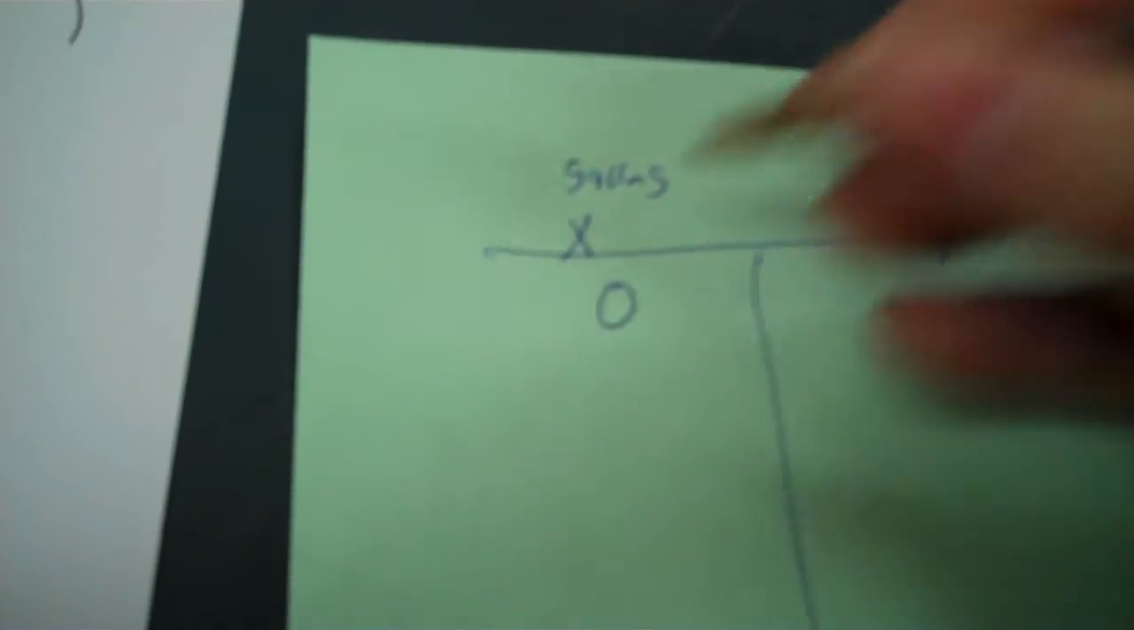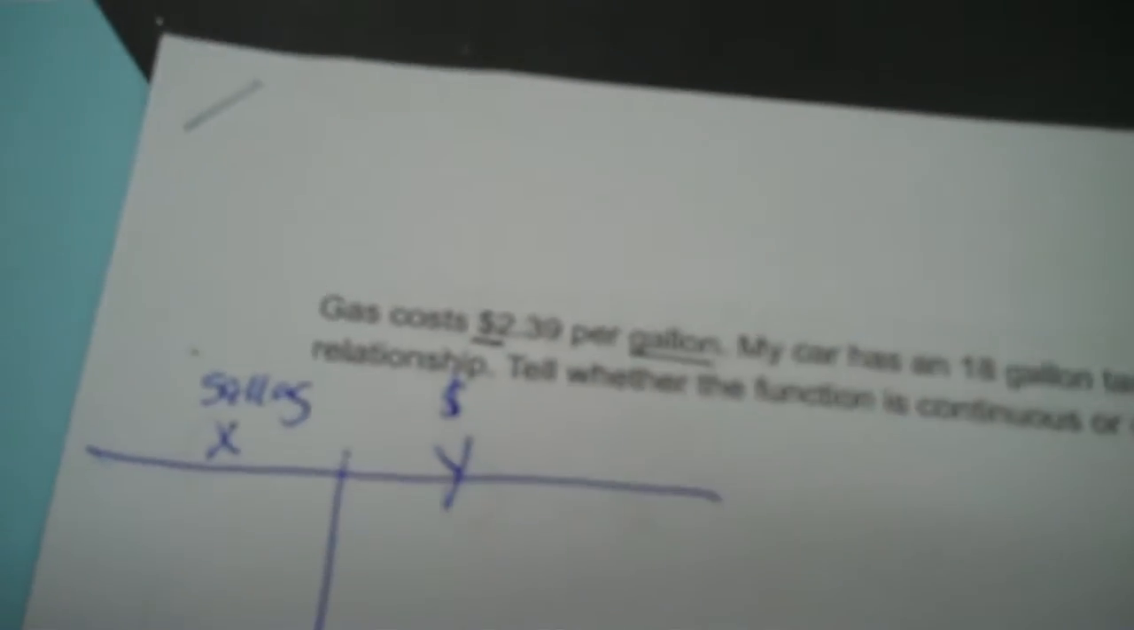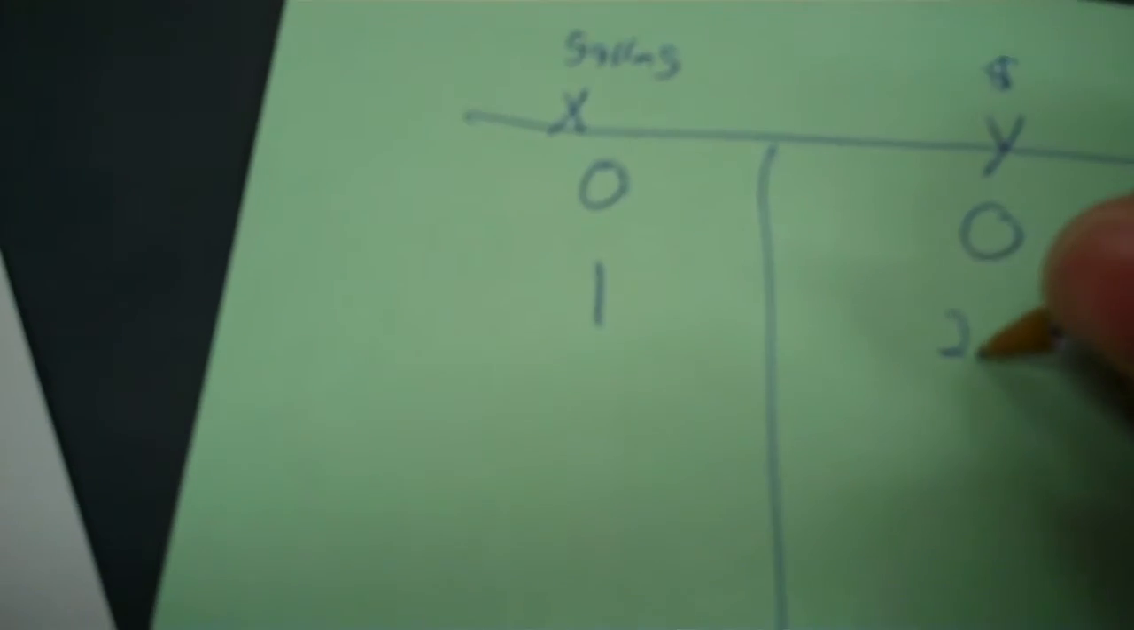So if you get 0 gallons, you're not going to pay anything. If you buy 1 gallon, you're going to pay $2.39 for the 1 gallon. If you buy 2 gallons, you can take $2.39 times 2 because you'd be buying 2 of them. 3, okay? And then 3 times 2.39 is going to be 7.17, okay?